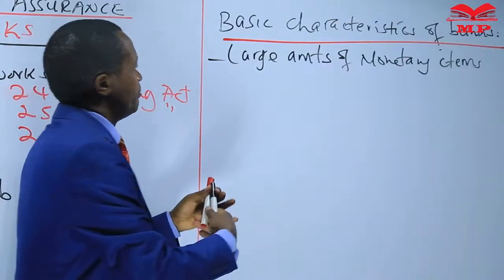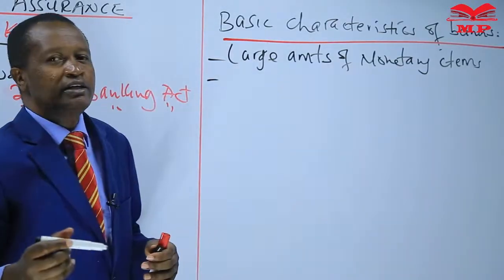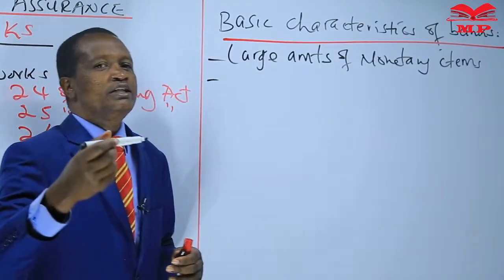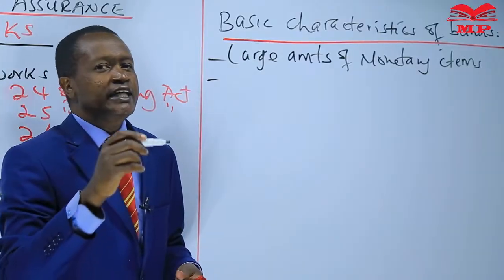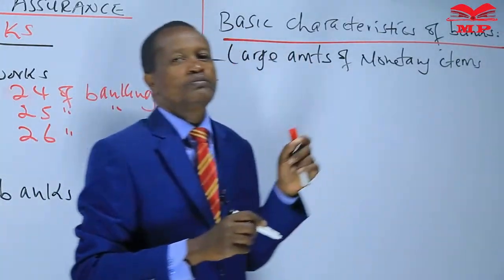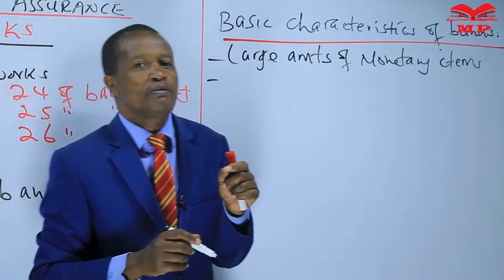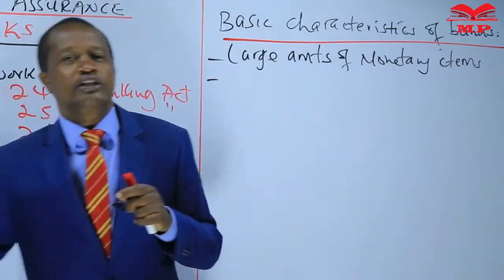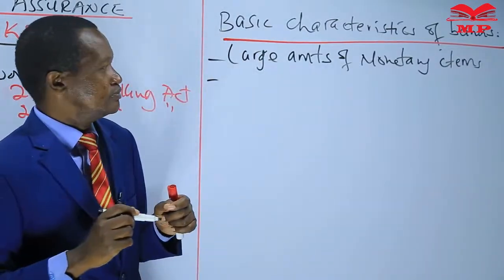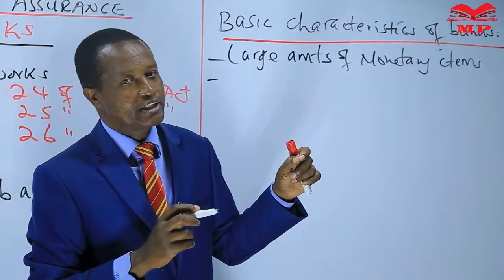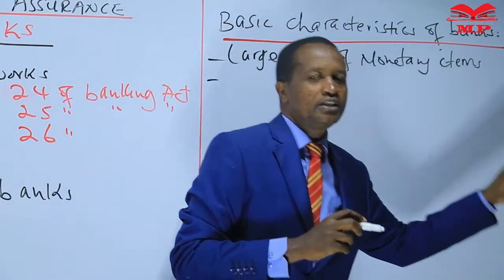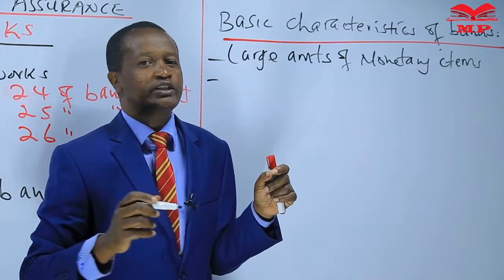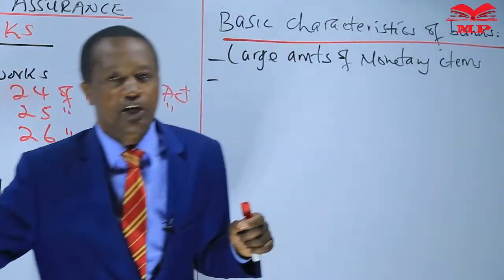Then number 2 is that banks often engage in transactions that are initiated in one jurisdiction and managed in another jurisdiction. A transaction is initiated, for example, in one continent, and then the management of that transaction is done in another continent.